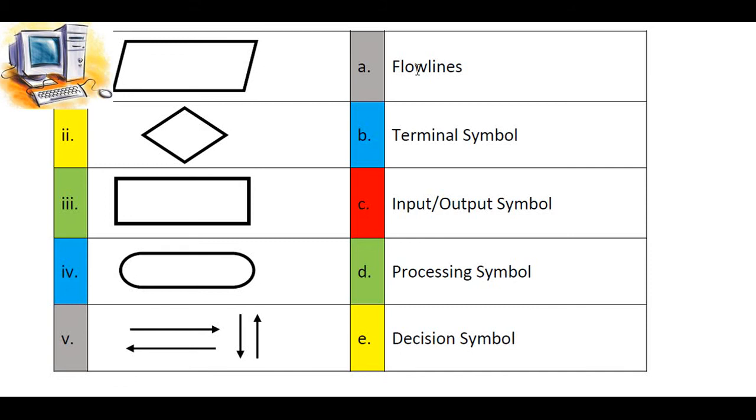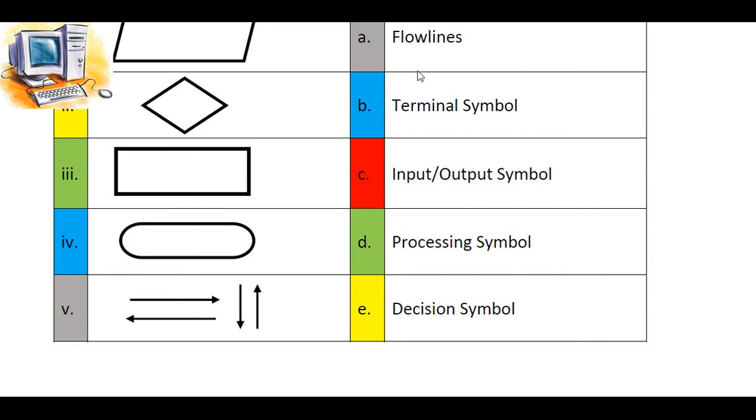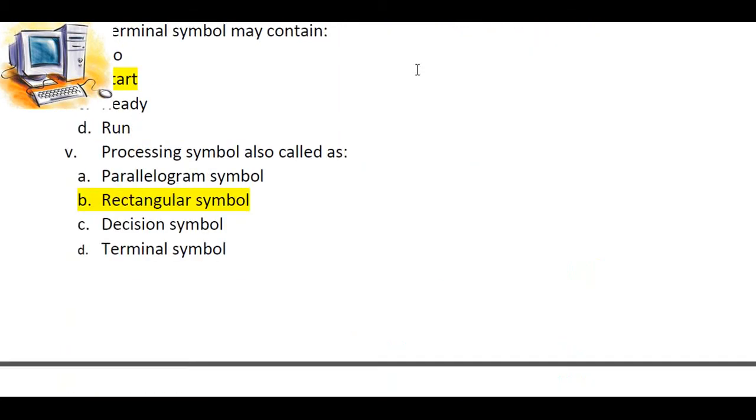And then the terminal symbol which represents start and stop inside the flow chart. So the correct option is B in the next column, and both are highlighted with blue color. And the last one, these are the flow lines, fifth, and the correct option is A in the next column, and both are highlighted with gray color. So with this we have done the exercise of Unit 4.